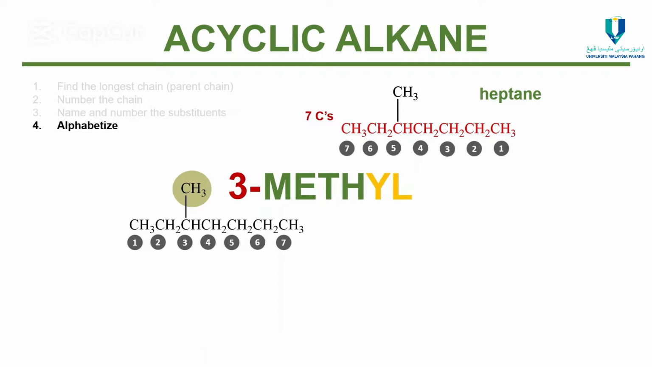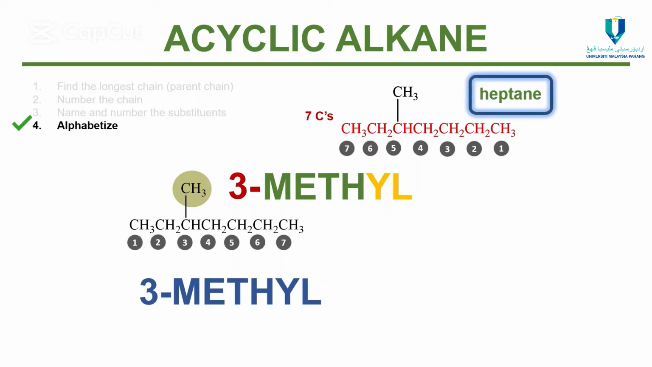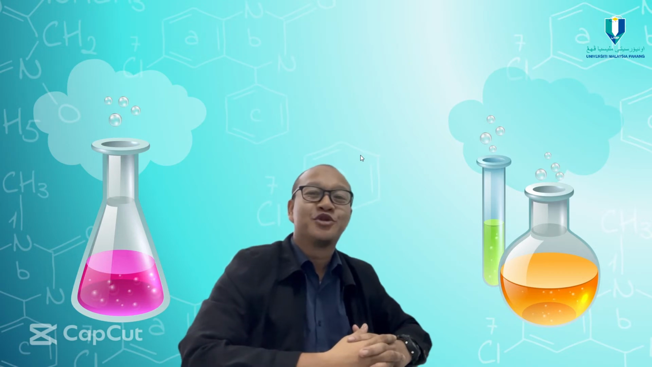Now let's proceed with the fourth rule, which is alphabetize. Okay, since we only have 1 substituent, you don't have to arrange the substituent. Just go ahead and write down 3-methyl, and we have heptane as our parent chain, and then we have to combine together, and we got the answer, 3-methylheptane. Super easy. Yes, super easy.